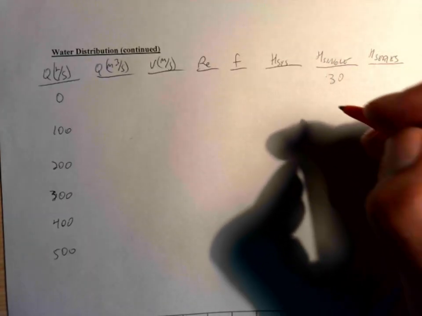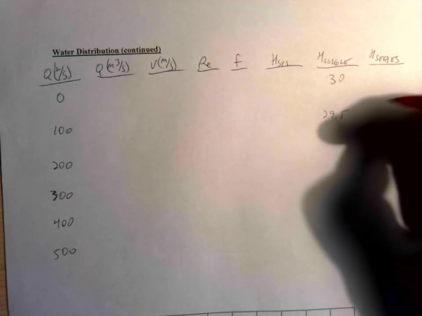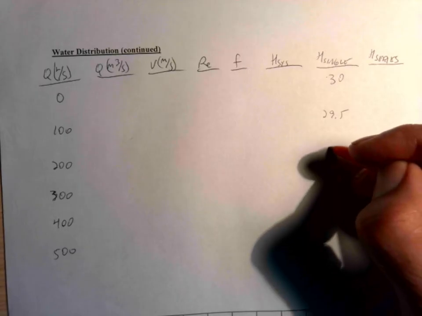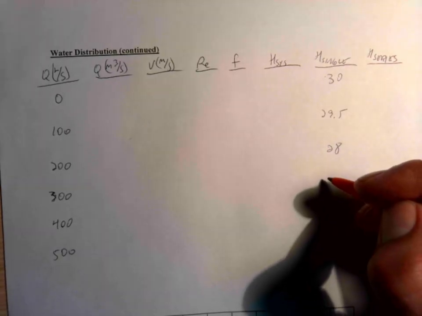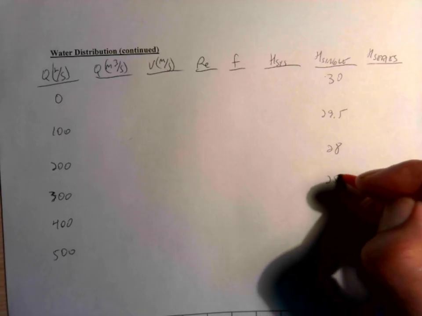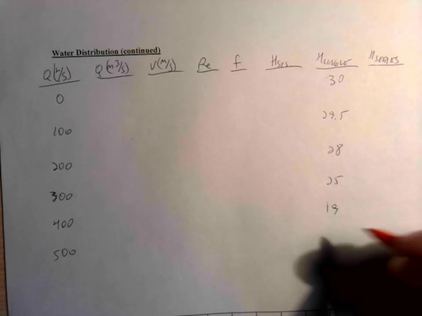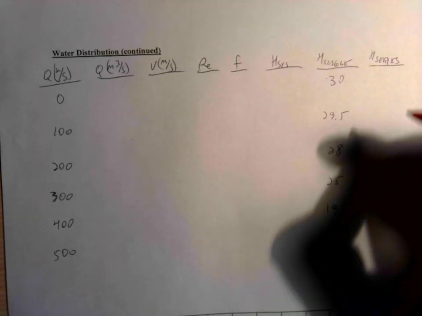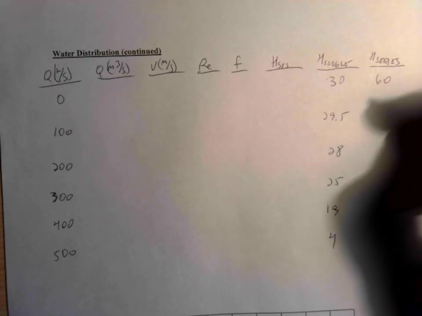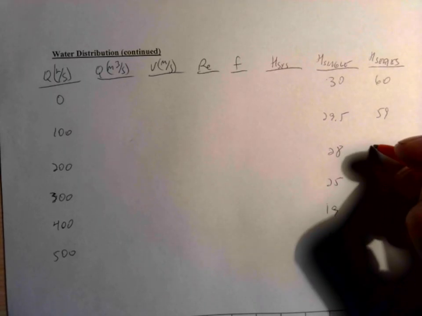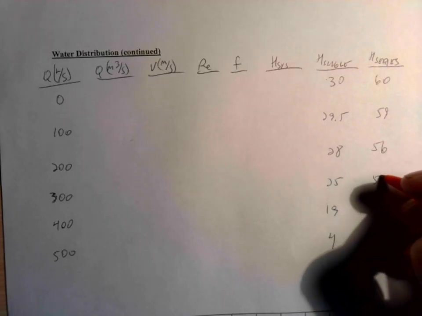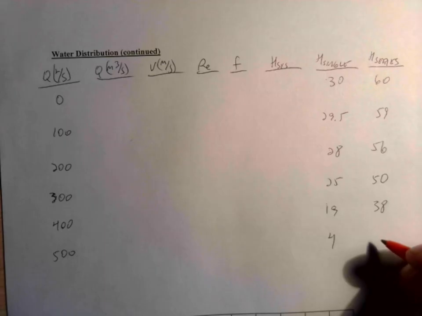30, 29.5, 28, 25, 19, and 4. And then for the two in series, 60, 59, 56, 50, 38, and 8.